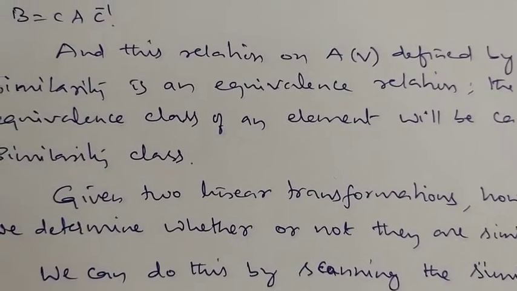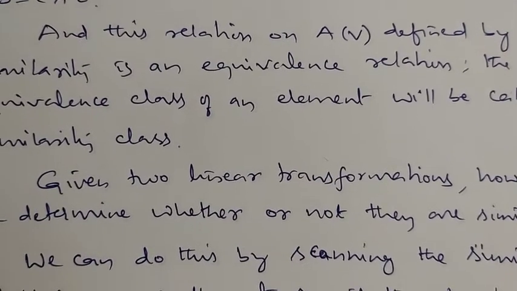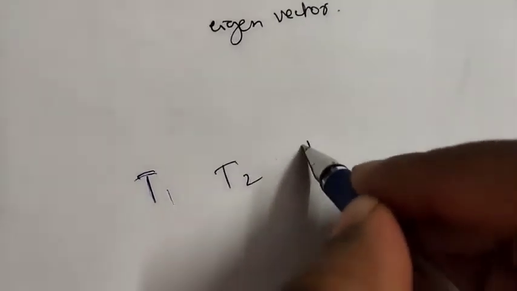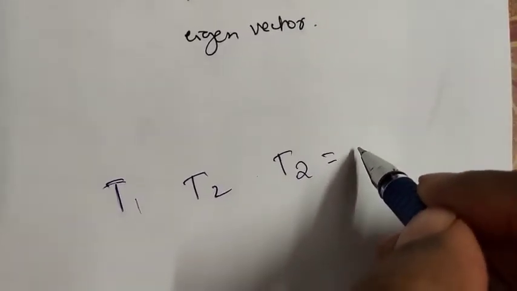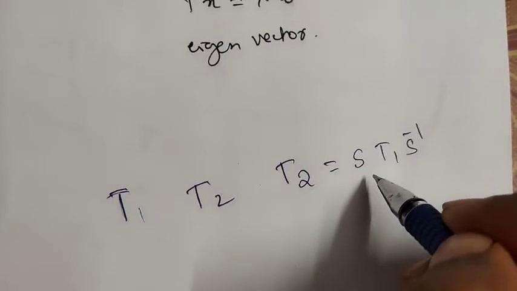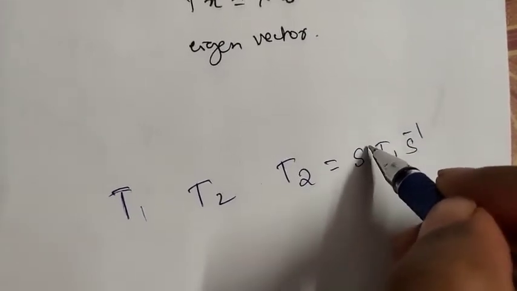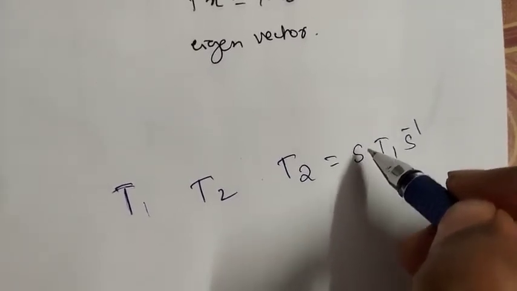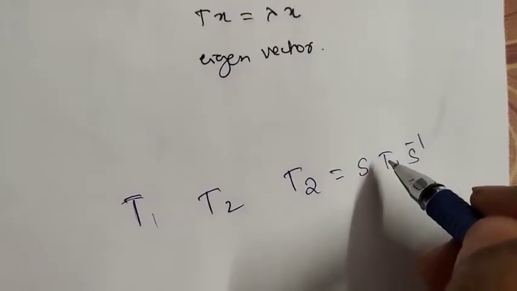Now, the question is, suppose you are given two transformations, say T1 and T2. How do you declare that T1 and T2 are similar? For this, what we have to find? We have to find an invertible transformation S such that T2 is equal to S into T1 into S inverse. You know that while solving problems, finding this transformation S is not so easy. Okay, finding this S is also not so easy.